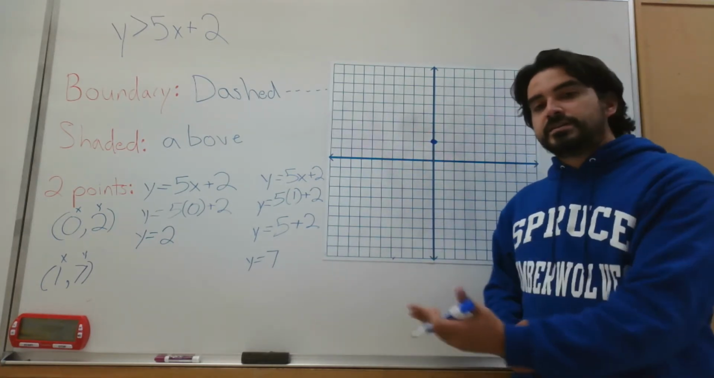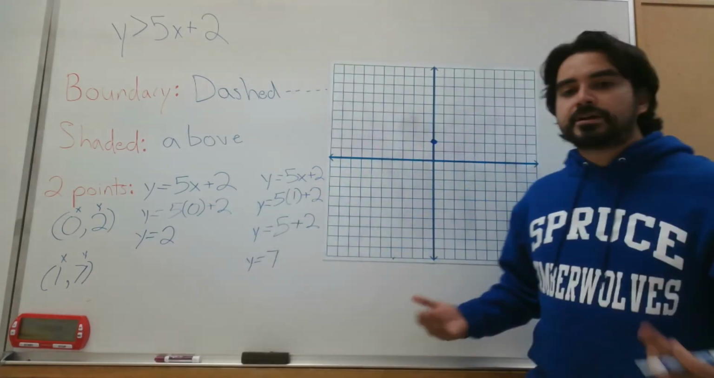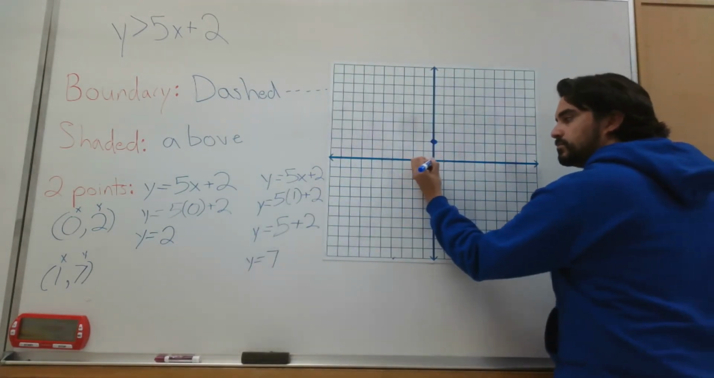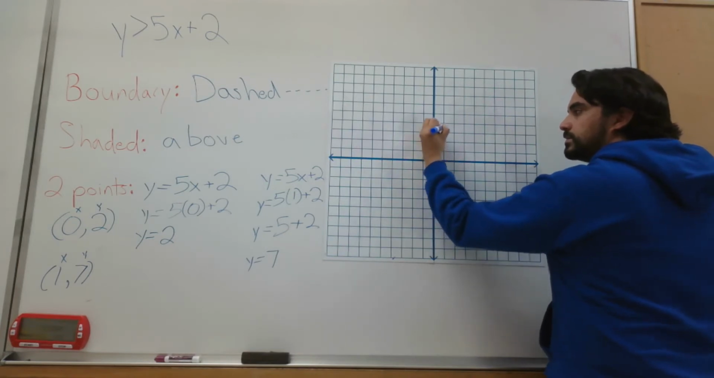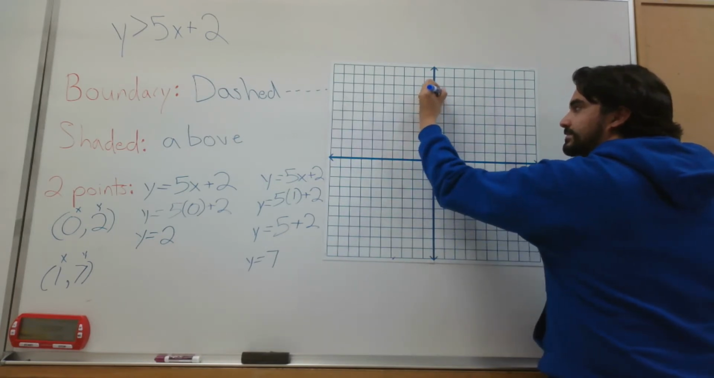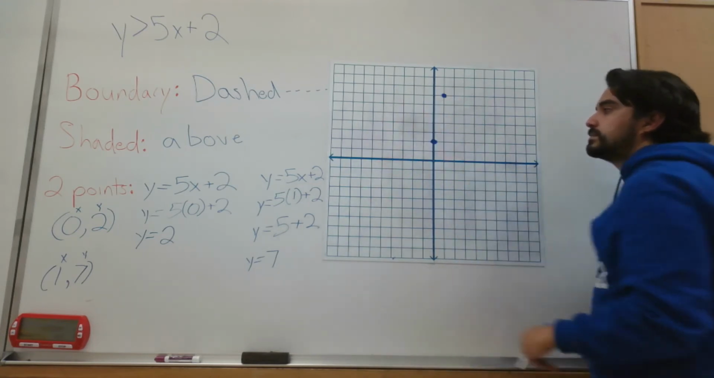All right. Now that I plotted my first point, let me go to point number 2. 1, comma 7. Start at my origin. 1, 1, 2, 3, 4, 5, 6, 7. The point is right there.